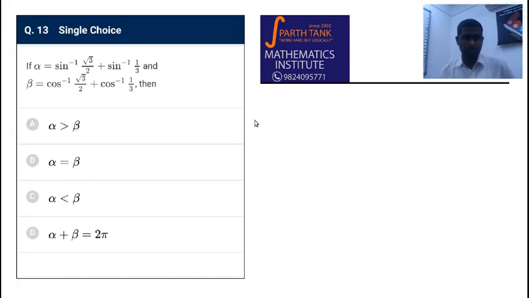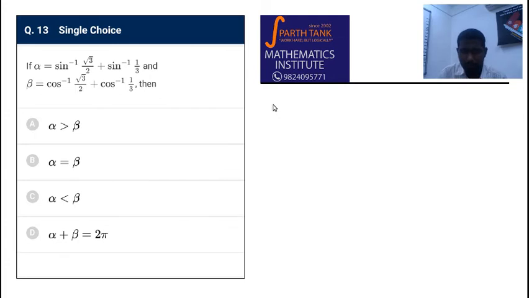Question 13. If alpha is equal to sine inverse of root 3 by 2 plus sine inverse of 1 by 3 and beta is cos inverse of root 3 by 2 plus cos inverse of 1 by 3, then what can we say about these terms? Alright, so there are two different ways to do this. One thing is to think about, instead of adding them, finding the resultant sine inverse of x plus sine inverse of y using that identity. Just think about this problem. How is this going to be?